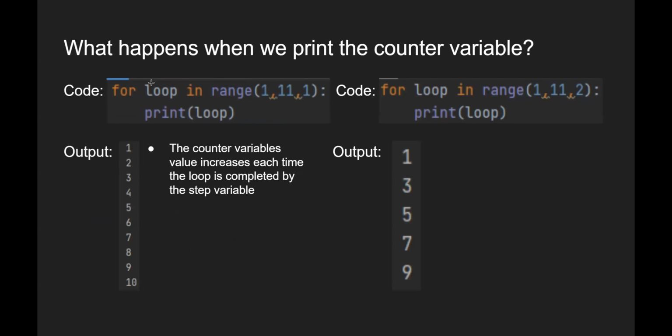If we print that counter loop variable, it'll print each number from 1 through how much you specified. So if we did 1, 11, 1, it will print from 1 to 10. And if we did 2 instead here, it'll add 2 each time instead of 1. So we'll go from 1, 3, 5, 7 to 9.